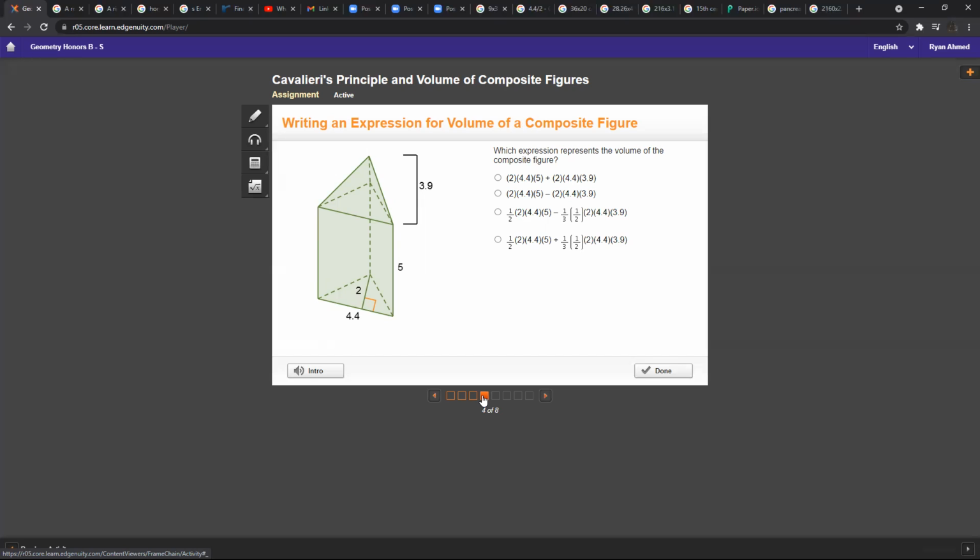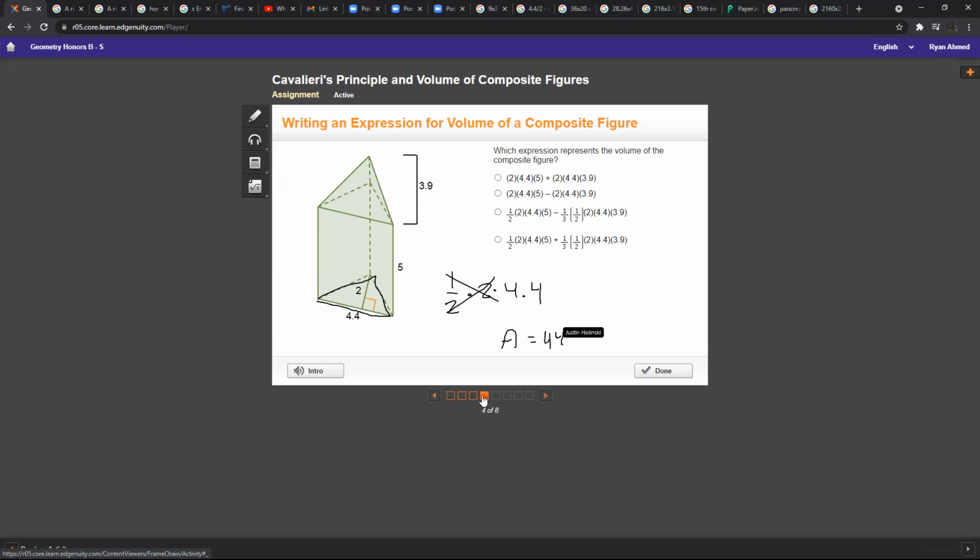So let's see if we can figure out the area of the triangular base first. So we have a base and we have a height. So right here, this is what we're trying to find. We're trying to find this area. It's going to be 1/2 base times height. That's going to be 1/2 times 2 times 4.4. And that works out really nicely. 1/2 of 2 is just 1, so we get 4.4 for the area. So the area of our base is 4.4.